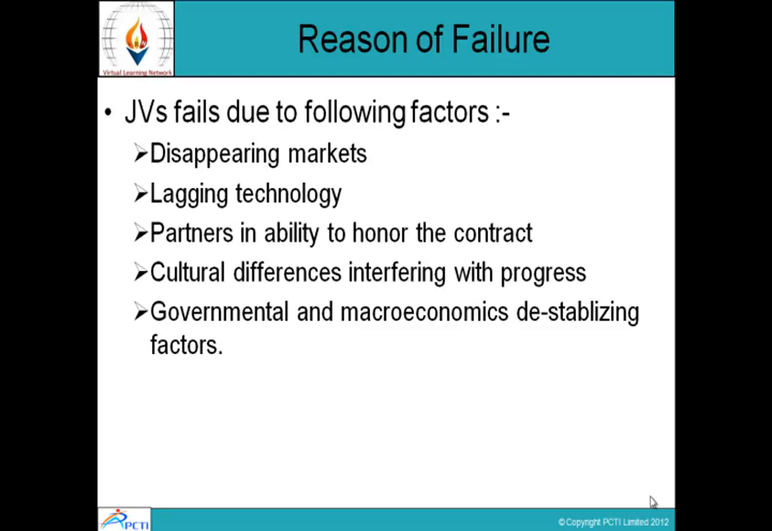If the partner firms are unable to honor the contract, in that scenario also the joint venture fails. And when the joint venture is not able to address cultural differences, which also plays a very important role, the JVs also fail. When there is government destabilizing or a dwindling economy, the JV fails.